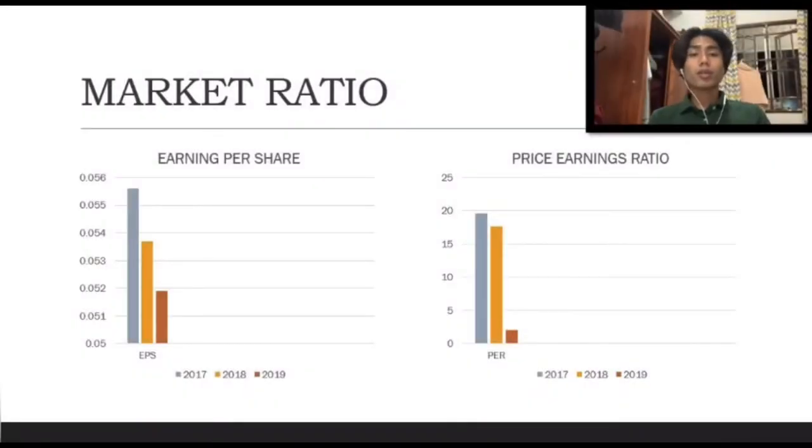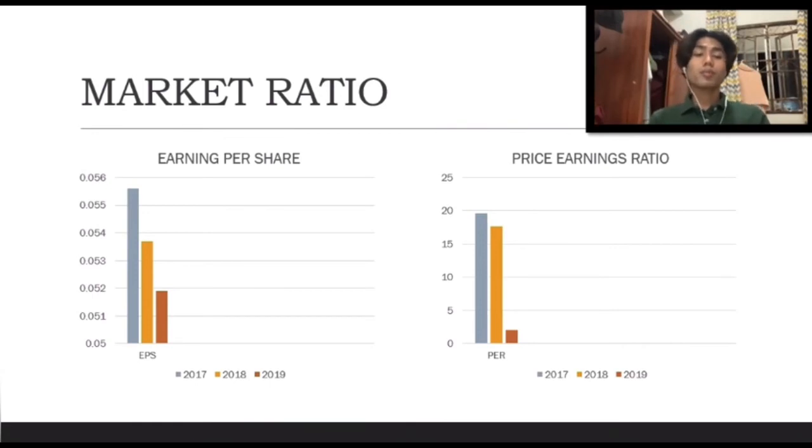Okay, next I will continue with the market ratio. There are several things under market ratio. The first thing is earning per share. Earning per share is the representation of how much we gain if we sell one unit of share. For this company, their EPS keeps decreasing from 2017 to 2019. So they can improve their EPS by earning more profit, or they can also expand their margin by lowering their costs.